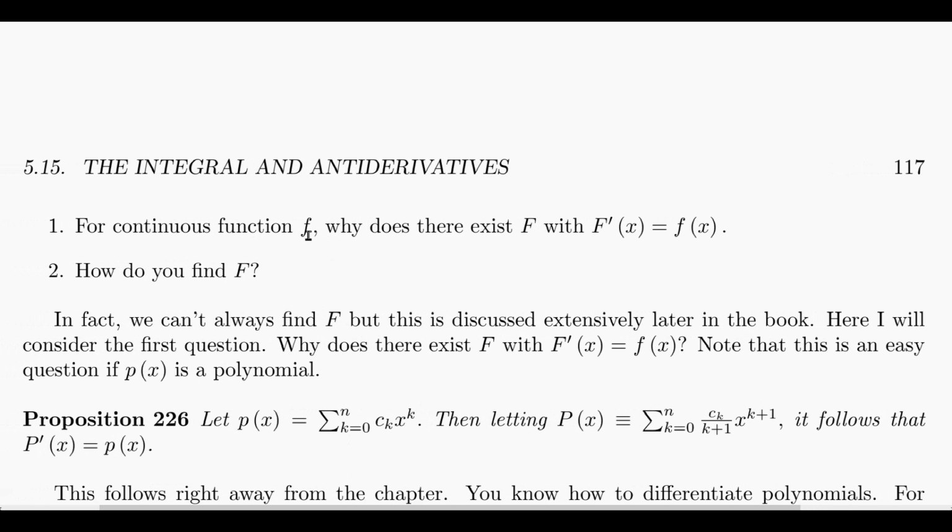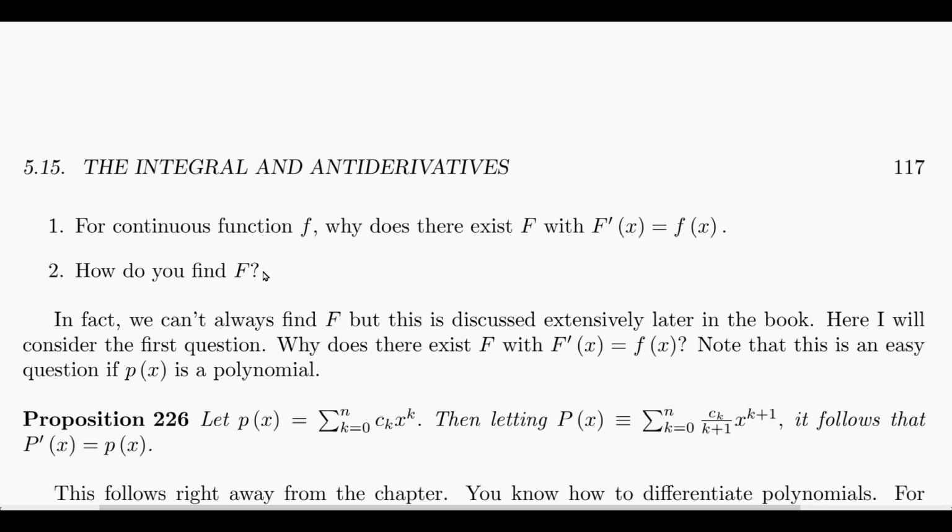For a continuous function f, why does there exist an antiderivative? This is a significant mathematical question, and we can give a good answer to this question. The second question is in a way harder. How do you find the antiderivative?